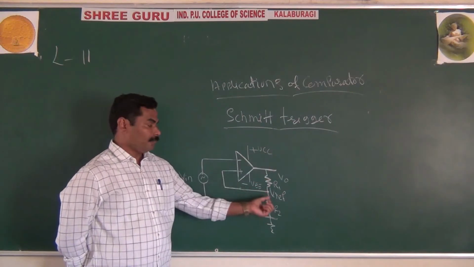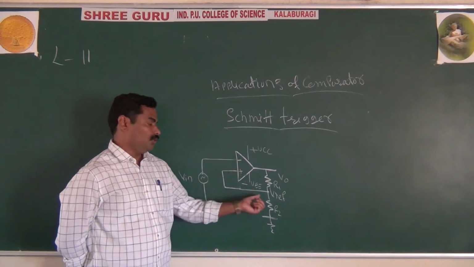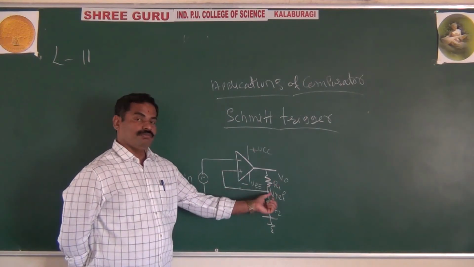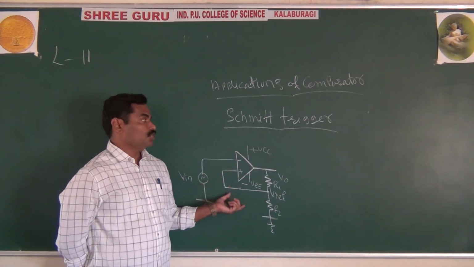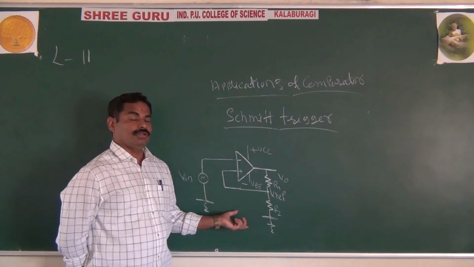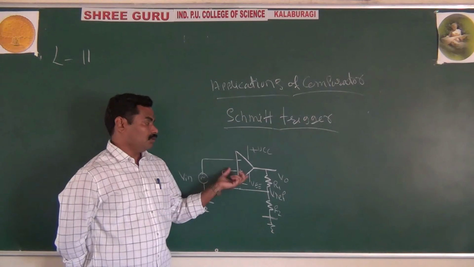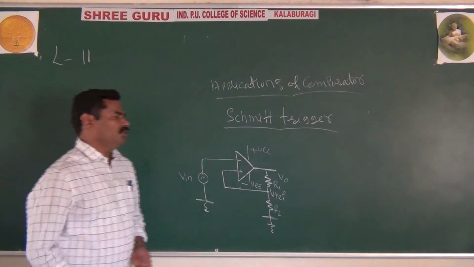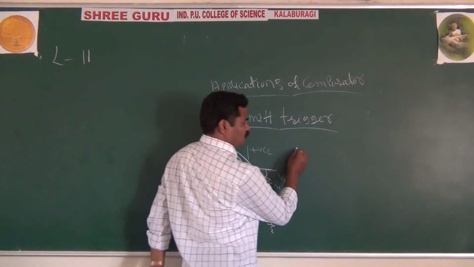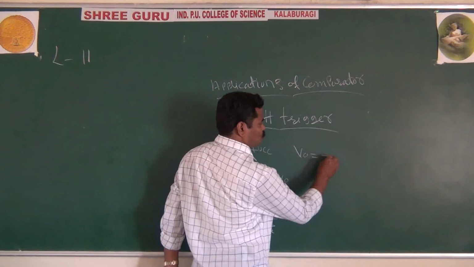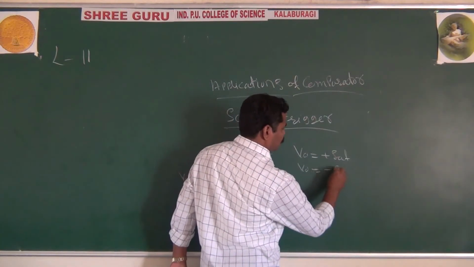In the Schmitt trigger, some part of the output is given back to the input, connected to the non-inverting terminal of your op-amp. That's why the Schmitt trigger works on the principle of positive feedback. The Schmitt trigger is a comparator having positive feedback. And as usual, here also the output may be in positive saturation or it may be in negative saturation.